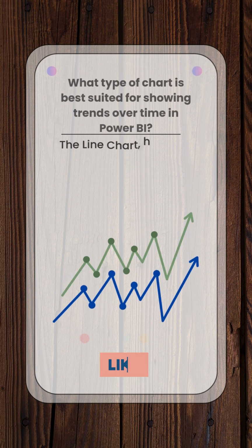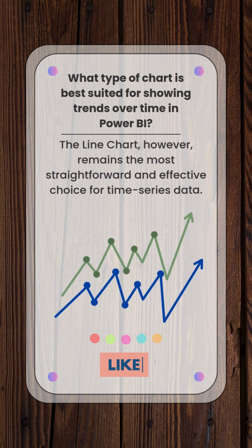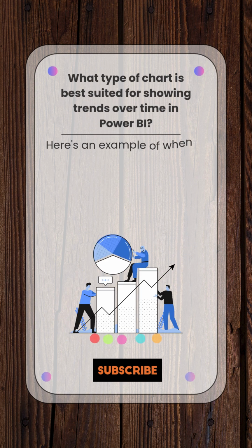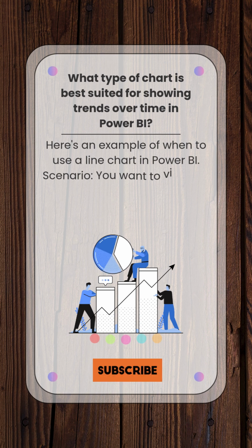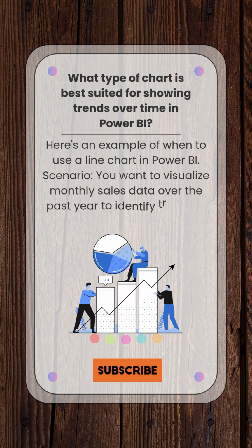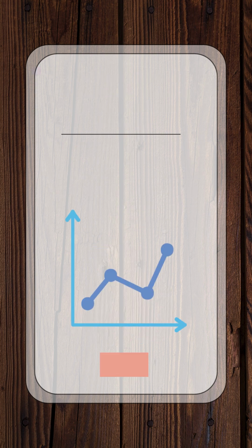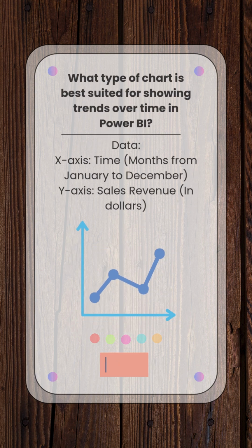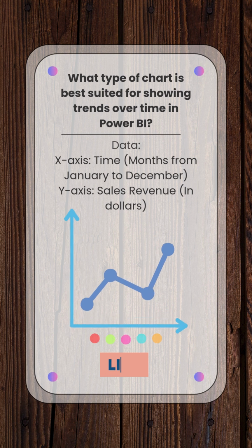The line chart, however, remains the most straightforward and effective choice for time series data. Here's an example of when to use a line chart in Power BI. Scenario: you want to visualize monthly sales data over the past year to identify trends in revenue. Data, x-axis, time: months from January to December. Y-axis, sales revenue in dollars.